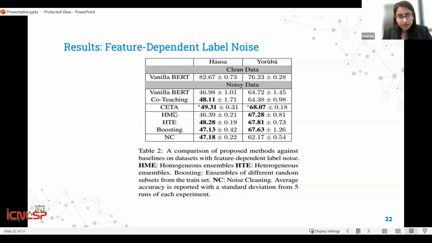As we see, all of the methods slightly improve the performance, but performance does not significantly improve for any of them. The best performing method we found was CETA, consensus enhanced training approach. This is likely due to the fact that CETA was developed for feature-dependent label noise specifically. We can also see that ensembling methods to some degree produce various improvements in the classification accuracy.